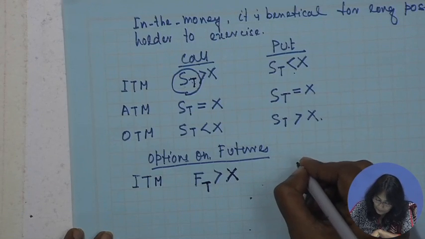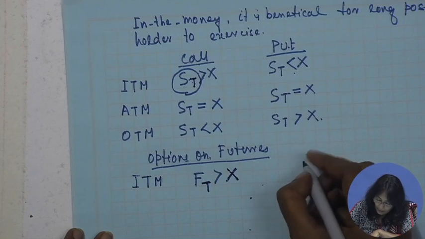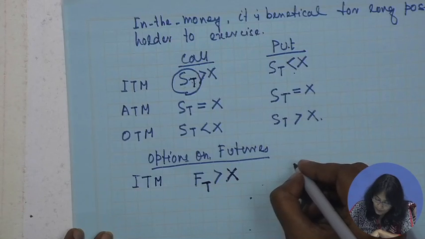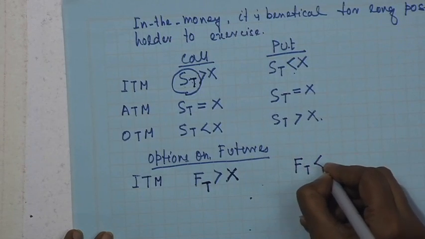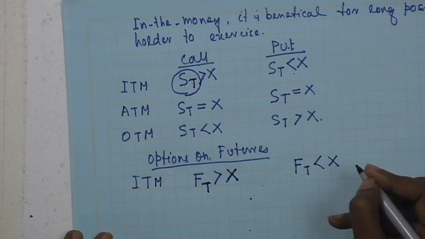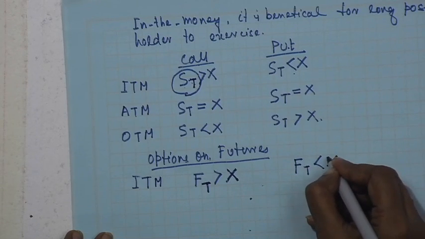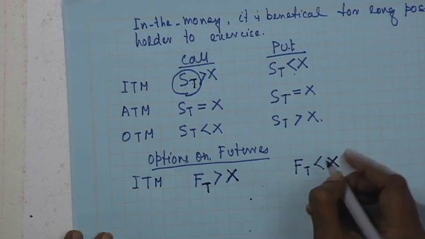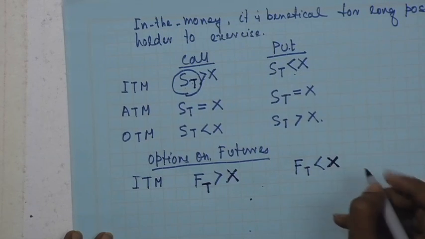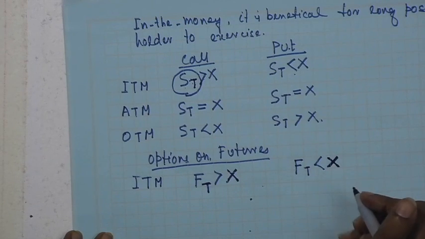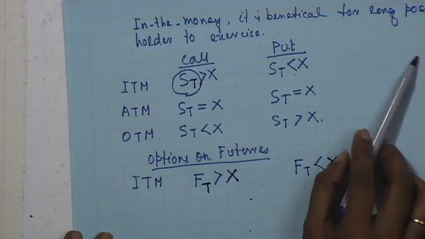Similarly, in case of a put option, when FT, the futures price prevailing on that day, is less than the exercise price, then it will become an in the money put option and the owner of the put option, that is the long put option holder, will be able to exercise.